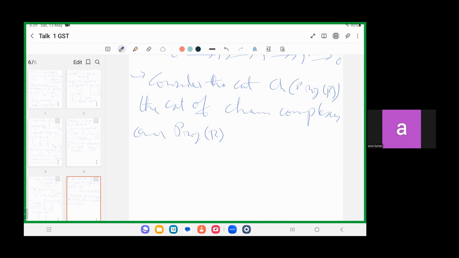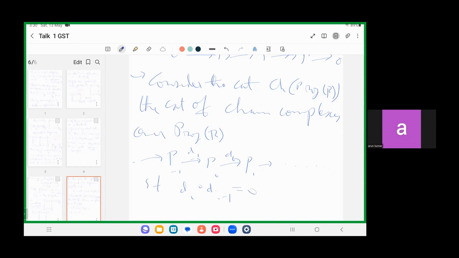Which means that objects here are sequences: P minus 1, P0, P1, dot dot dot. It's an infinite sequence of maps between projectives, call them d_i, d0, etc., such that d_i composed with d_{i-1} is 0. In this case, this is called a chain complex.